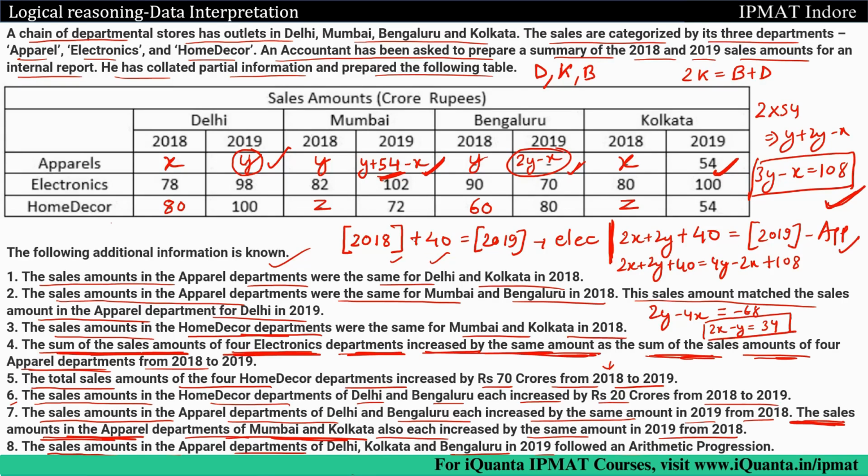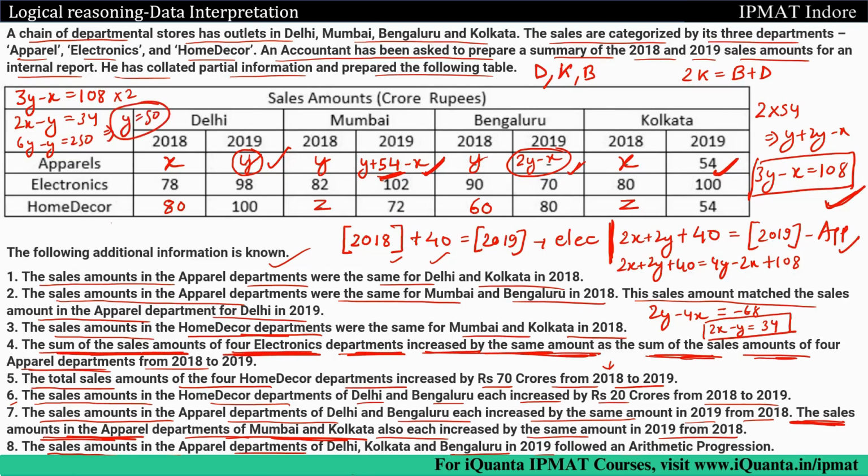This is another equation which is in form of x and y. Now it is all about solving these two equations. So if you solve these two, let me solve them over here. We have 3y minus x equal to 108, and then we have 2x minus y equal to 34. If I multiply this equation by 2 and then add both of them, I will be getting 6y minus y, that will be equal to 250. Or if you solve further, we have 5y equal to 250, y will be equal to 50.